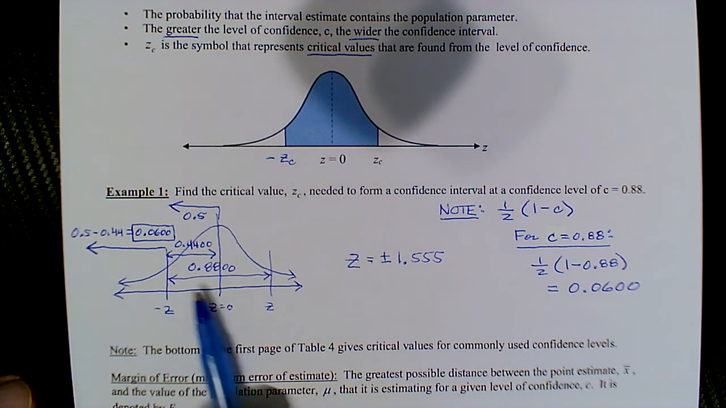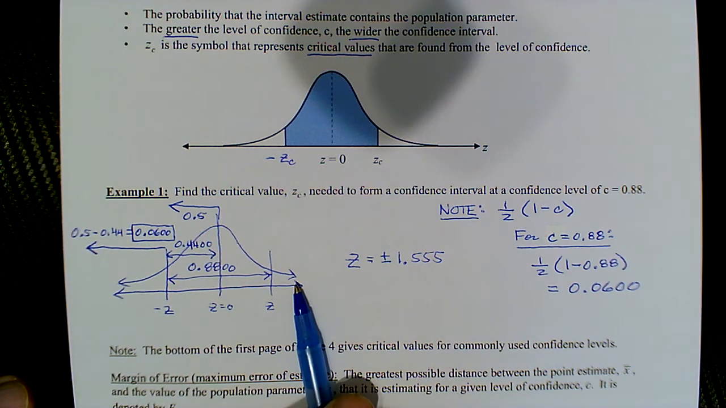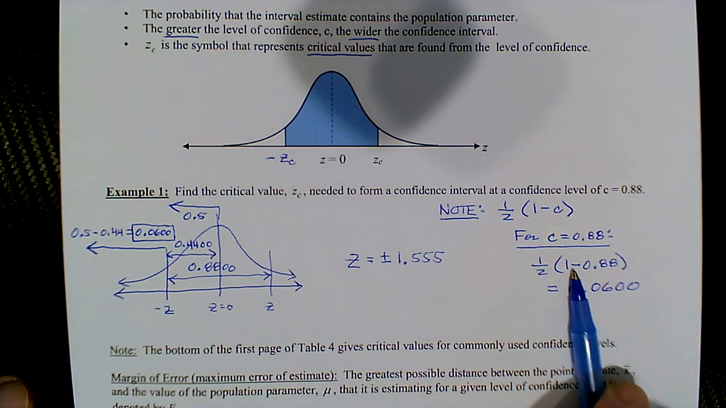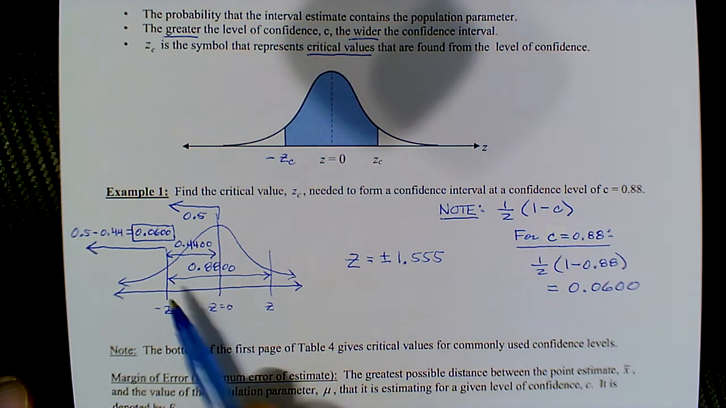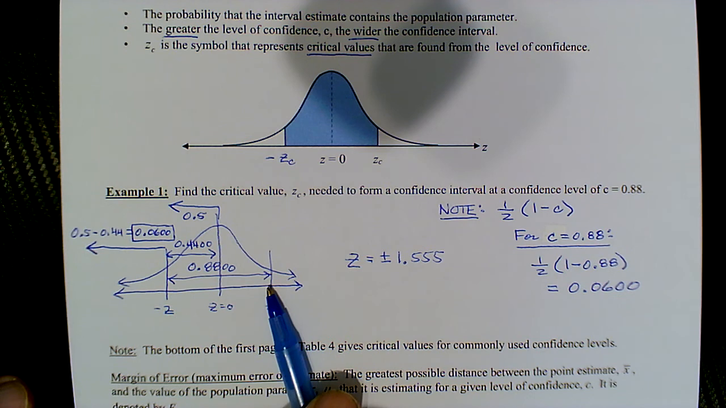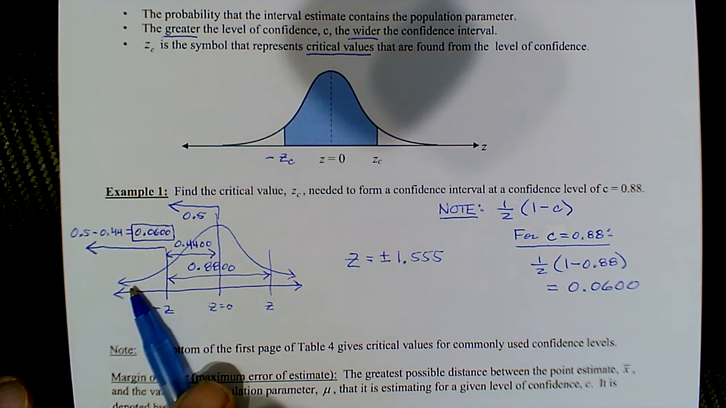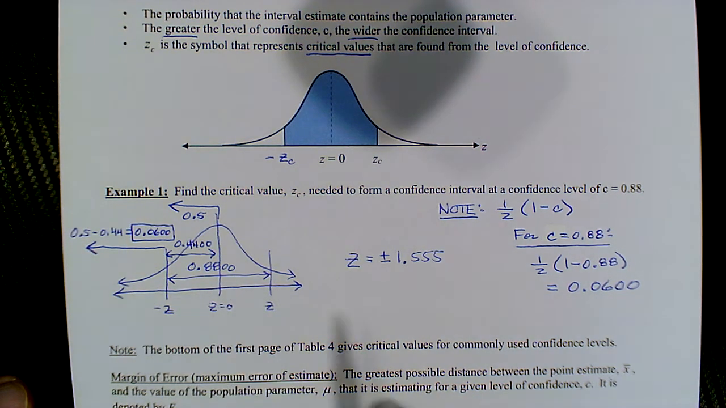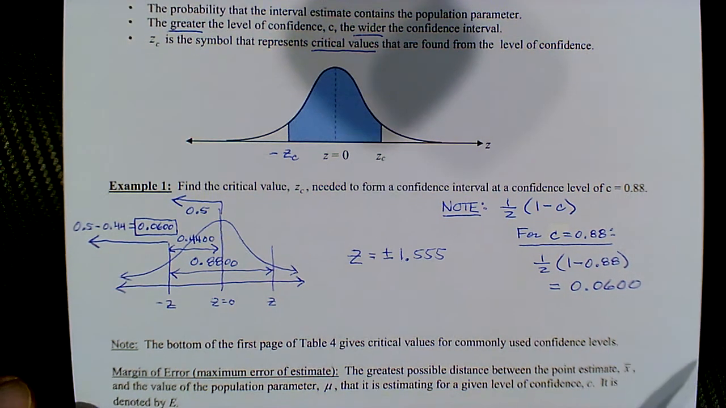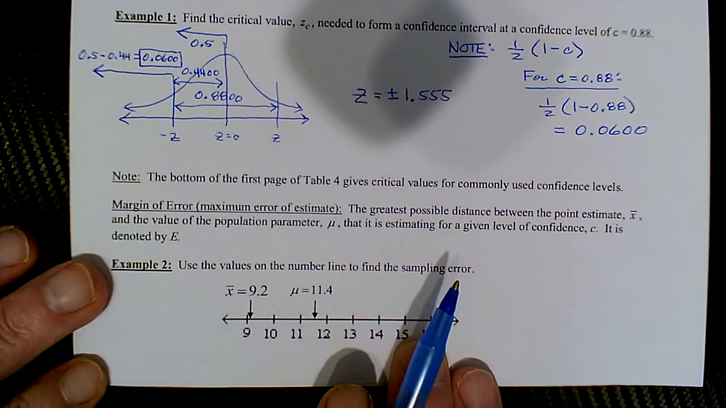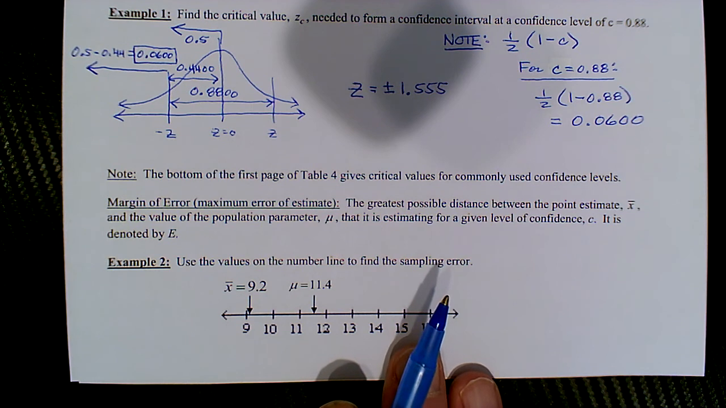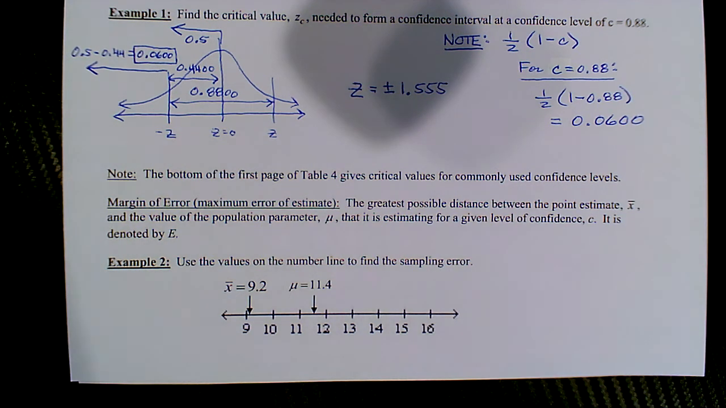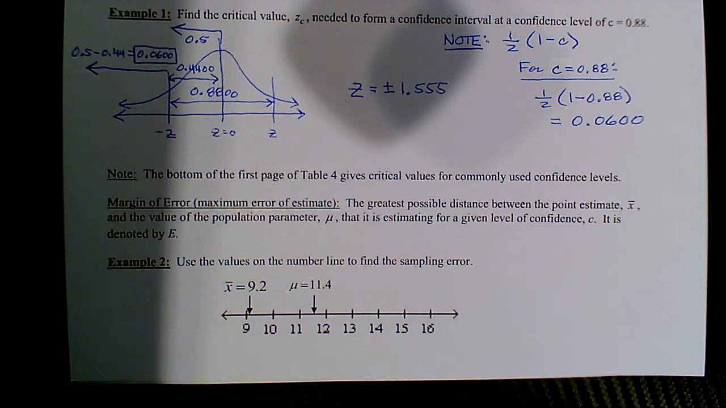Which is really just thinking about it as finding first the area in both tails. That's the difference between 1 and the confidence level, which would be 0.12, and then dividing that in half to get the area in this tail. So you could think about it either way, or literally just use the formula. So that's going to be your choice. But note that at the bottom of Table 4, there are critical values for some of the commonly used confidence levels.